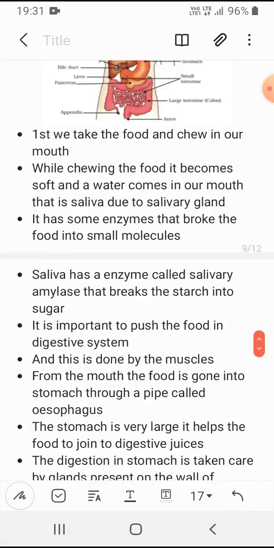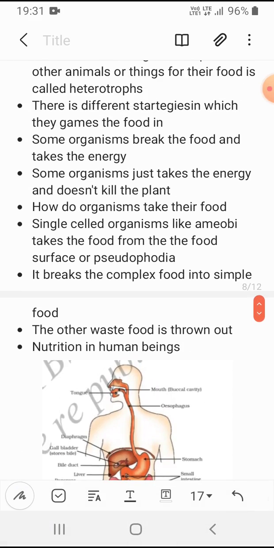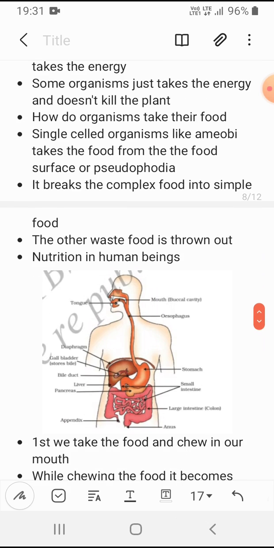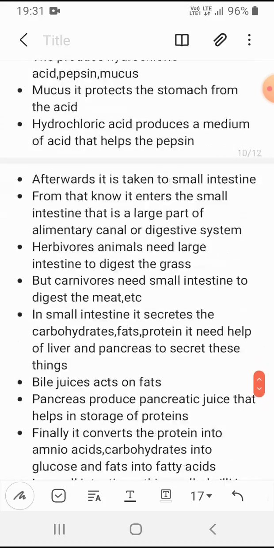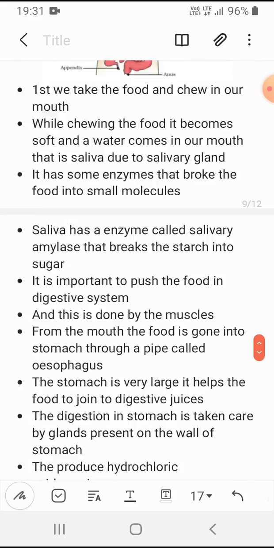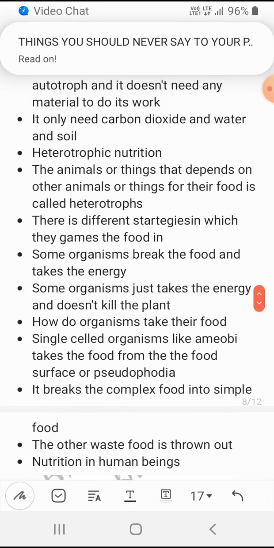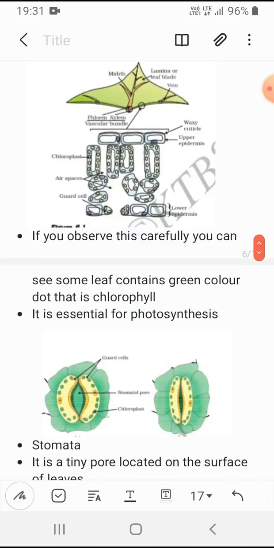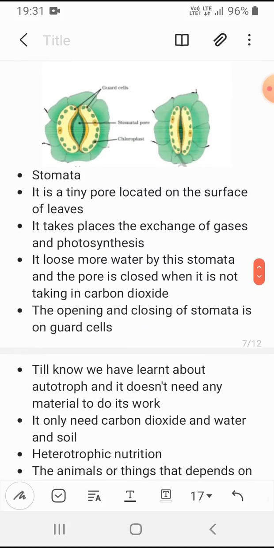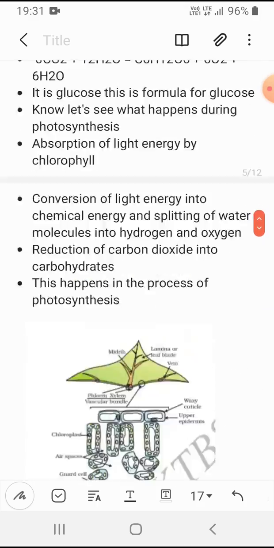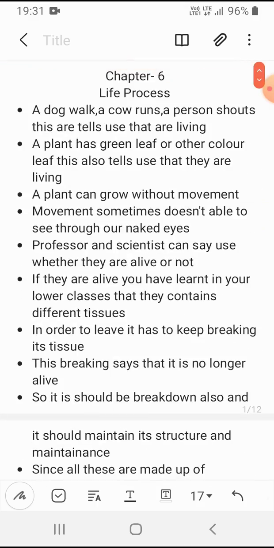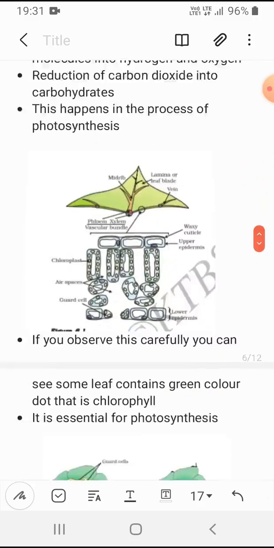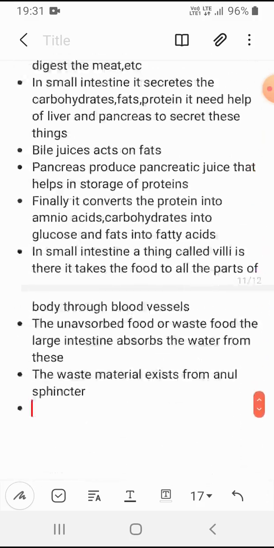So this was your digestion in the stomach. They may ask this diagram for 2 or 3 marks, or they may ask to explain the digestion in the stomach, so don't forget to read this. They may ask more questions from this chapter, such as drawing a neat diagram of stomata, or explaining gas exchange. Other topics are there, and I will explain them in my next video.